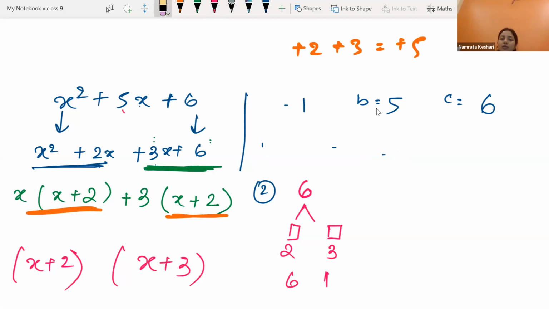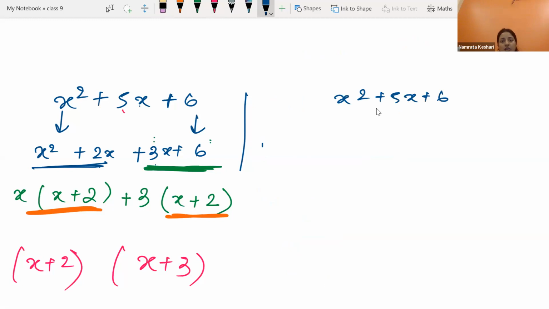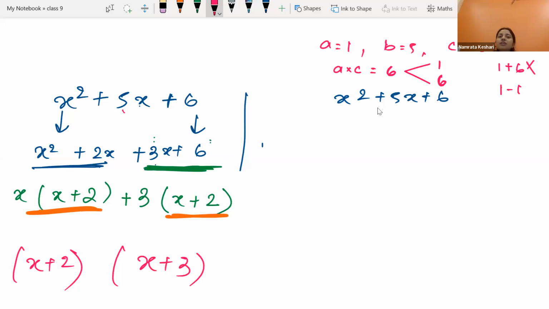Okay, let me give you an example. Suppose we take the same question, x square plus 5x plus 6, and this time another approach. a b c, we know our a is 1, b is 5, and c is 6. First do the multiplication of a with c, and it is 6. One of the possibilities we were getting, 6 can be taken as 1 into 6, right? And I said to you, please check it. 1 plus 6, is it giving the middle term? No. 1 minus 6, is it giving the middle term?